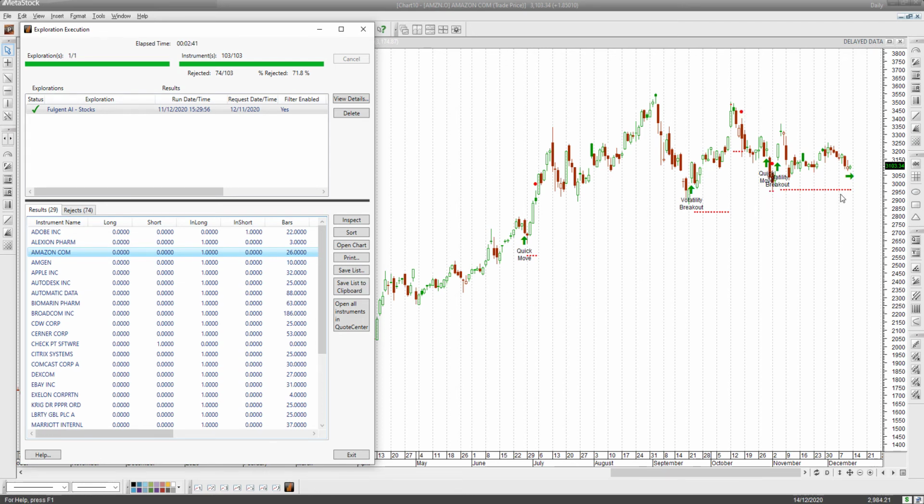Now we're in a long. The stop loss is at 2963, so the AI is still long or in a trade. So there's plenty of time still to swing trade this one, as long as the AI gives an indication that it's long.